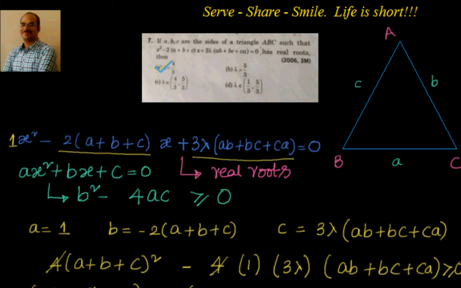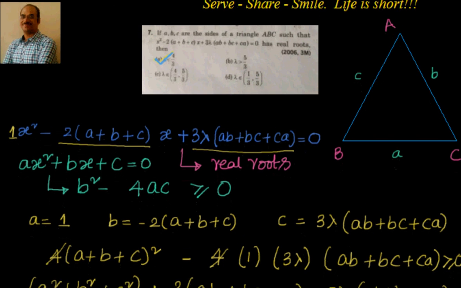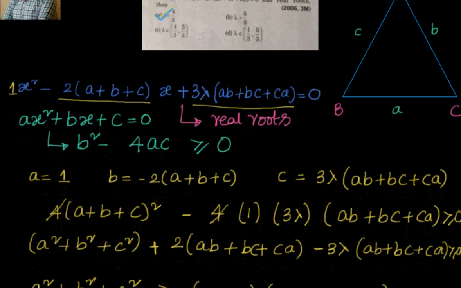See, every word in the problem is giving you a hint. a, b, c are sides of a triangle: a minus b is less than c, b minus c is less than a, c minus a is less than b. Then real roots means b square minus 4ac is greater than or equal to 0. So everything is hidden there. The formulas are already there in the problem. We have to understand that.